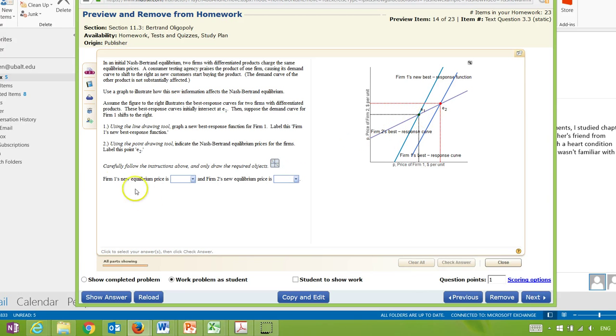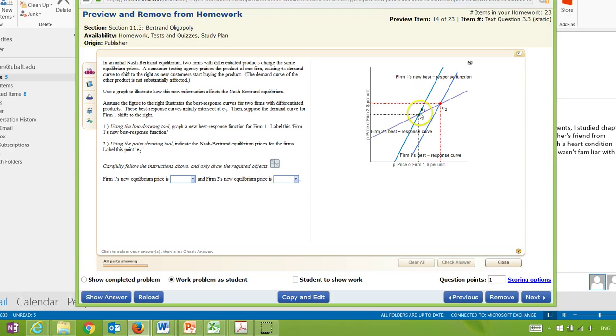The second part of this question is asking how the new equilibrium prices of both firms compare with the original prices. We can see graphically that compared with E1, E2 has a higher price for both firms. For firm 1, that's easy to understand because, as we said, the demand for firm 1's product is going up, so firm 1 can charge a higher price.